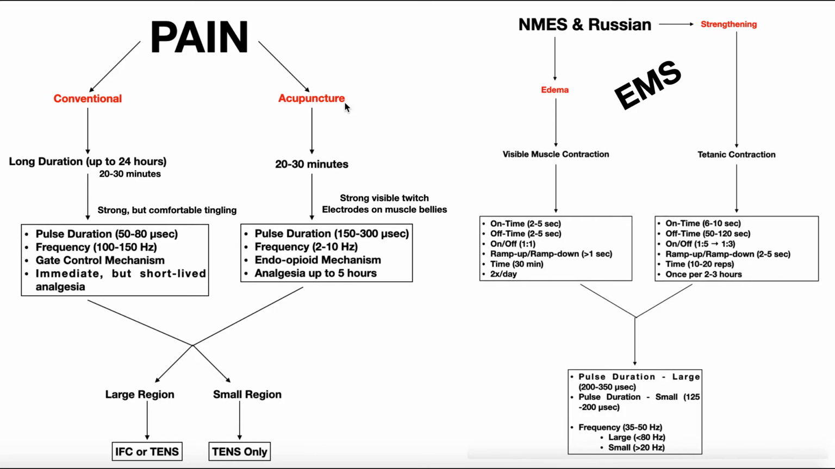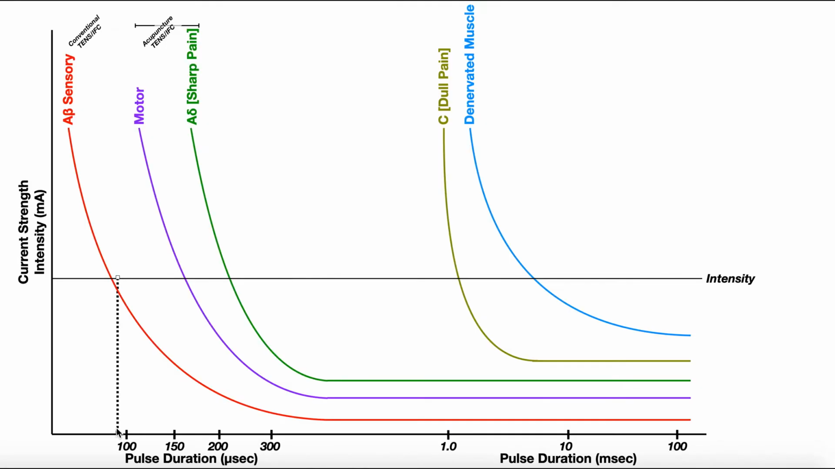Also remember for the acupuncture setting, okay, we want to see a strong visible muscle twitch. Right? For conventional IFC and TENS, we don't want any muscle twitch. We just want tingling, because all we're doing is looking at the sensory fiber, right? But for acupuncture, we want a strong, visible muscle twitch. So let's now increase our pulse duration to, let's say, about 175 microseconds. So we're kind of right in here.